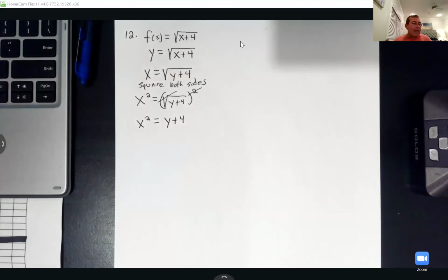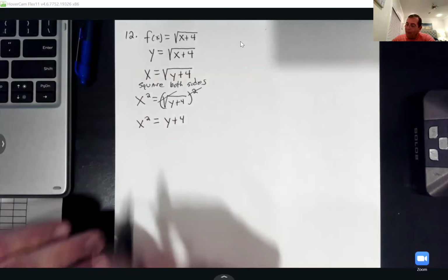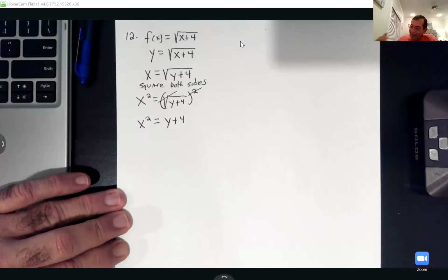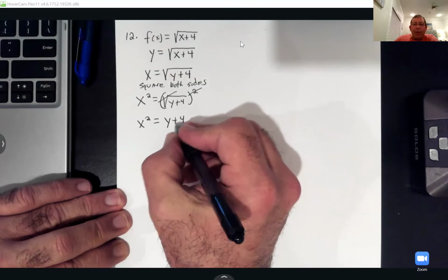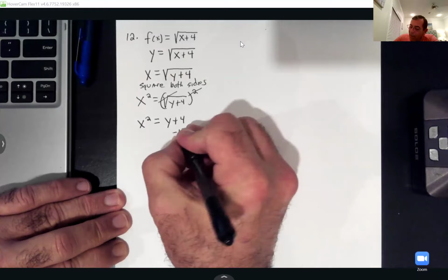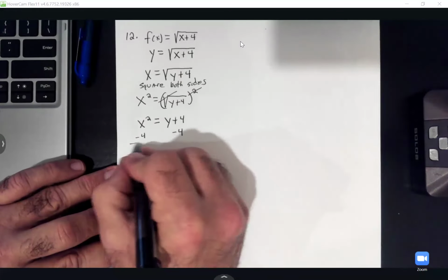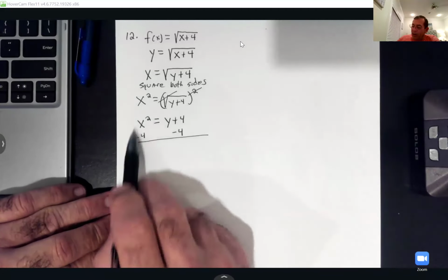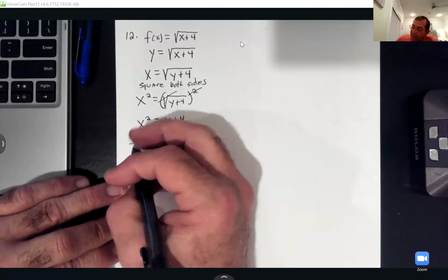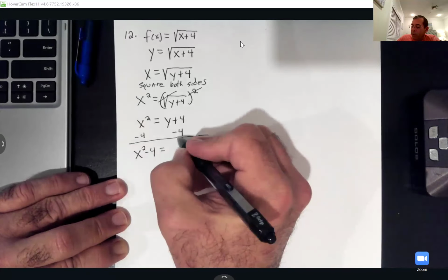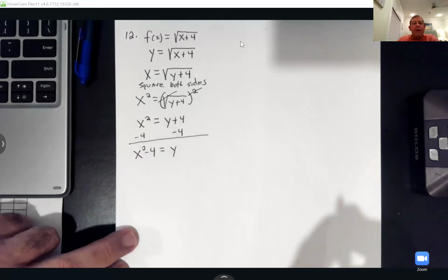And y'all, one more move and I can be done. I want that y by itself. So to move that plus 4, we're going to subtract 4 from both sides. So nothing we can do here, so that's just going to be x squared minus 4. But y'all over here, the 4's cancel, leaving my y.